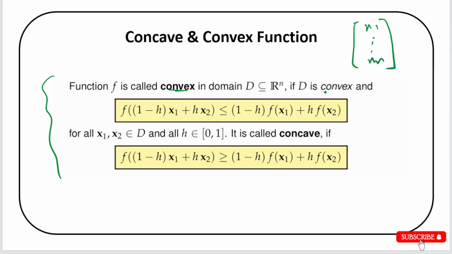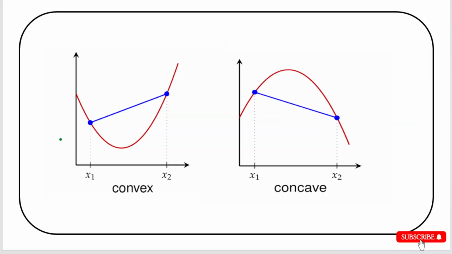So f will be called convex if this condition holds. It says f of (1 minus h) x1 plus h x2. So this is the line segment, right? This is the line segment that we have discussed in the convex set concept. So if you take the functional value of that line segment, that will be less than or equal to the linear combination of functional values, for all x1, x2 belonging to D and all h belonging to 0, 1. And it will be concave if the reverse is true, greater than or equal to. I think I should explain this with the help of a diagram that will be more clear to you.